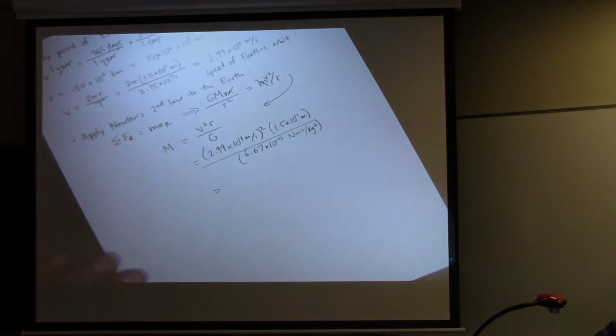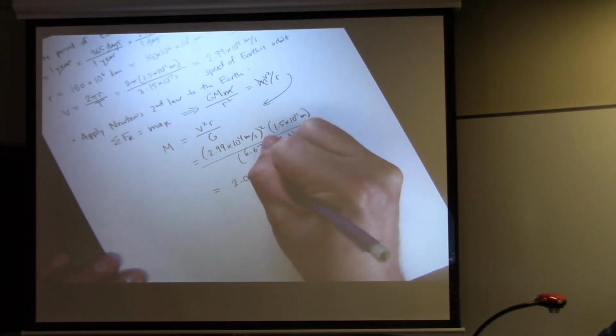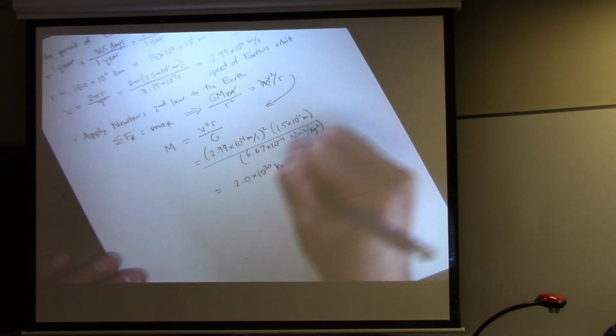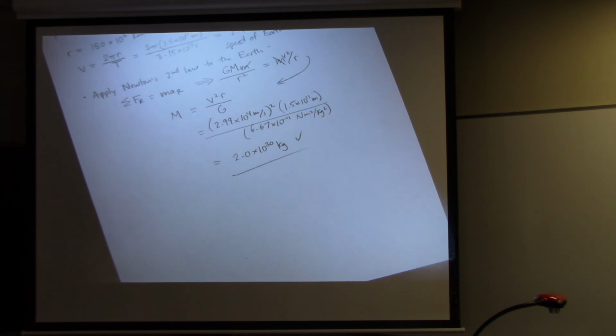And what does that equal? Well, if you do the calculation, you're going to get 2.0 times 10 to the 30 kilograms. And again, this is really, really close to the right answer. I think the actual mass is like 1.99 times 10 to the 30 kilograms.